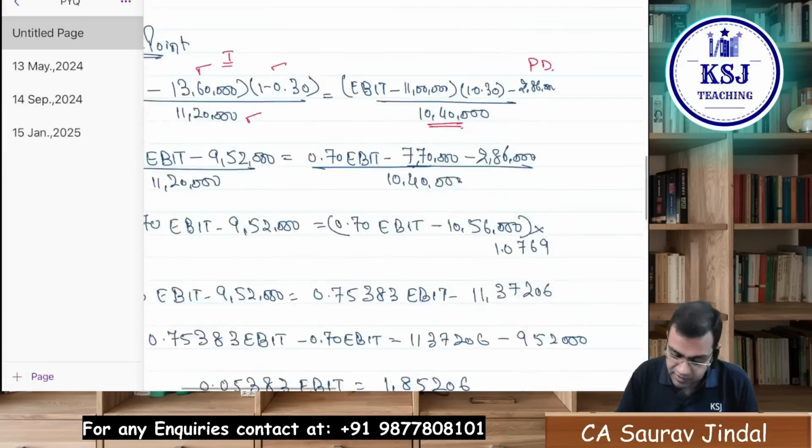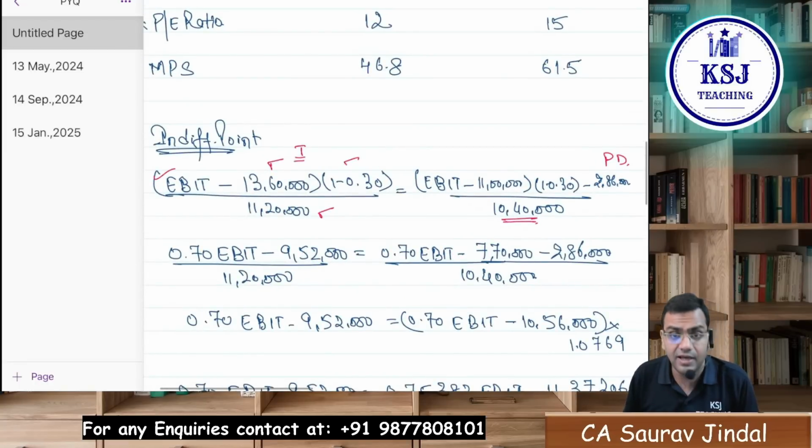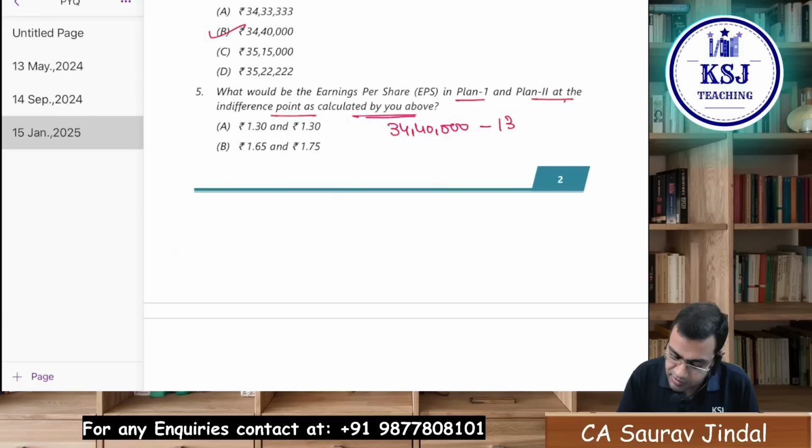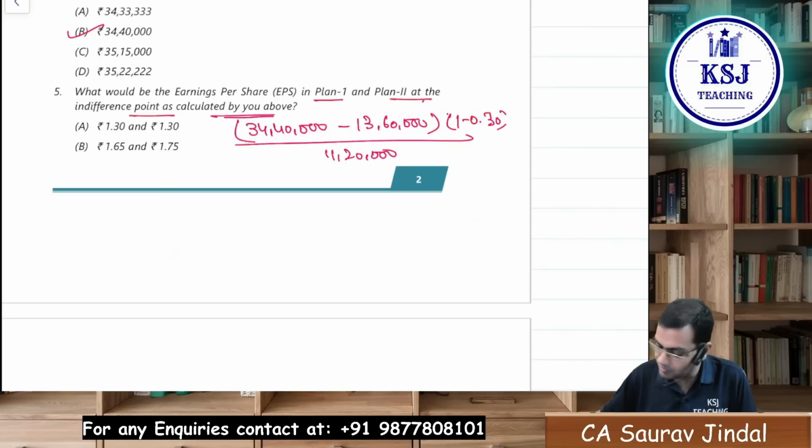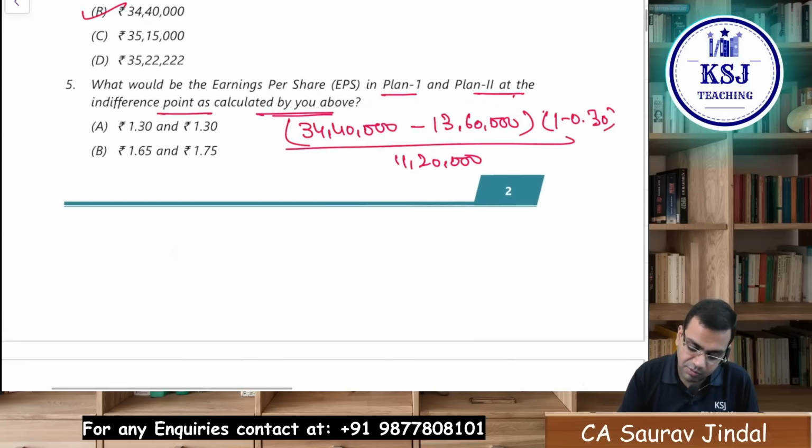Calculate under plan 1. Just put in the value of EBIT here, 34 lakh 40,000 minus 13 lakh 60,000 into 1 minus tax divided by number of shares 11 lakh 20,000. So calculate this. 34 lakh 40,000 minus 13 lakh 60,000 minus 30% divided by 11 lakh 20,000 is 1.3. So under both the options it is going to be 1.3 only, because at indifference point it will be same, 1.3 and 1.3.